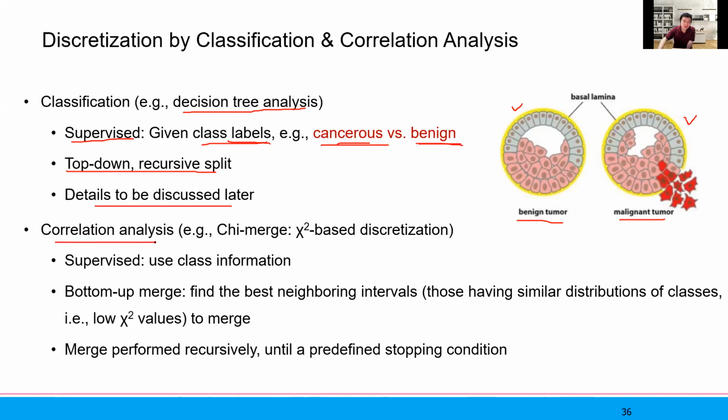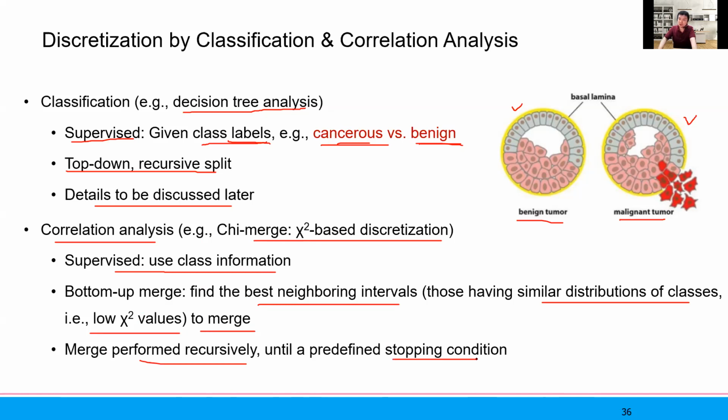Or we can use correlation analysis, you know, the chi-square. The chi-square is also supervised. We can use the class information, and then we can find the best neighboring intervals. If we have a similar distribution of the classes, or low chi-square values, then we can merge them. If the chi-square value is high, then you don't need to merge. We can also merge recursively until some condition is satisfied. Those kinds of things can also be done for discretization.